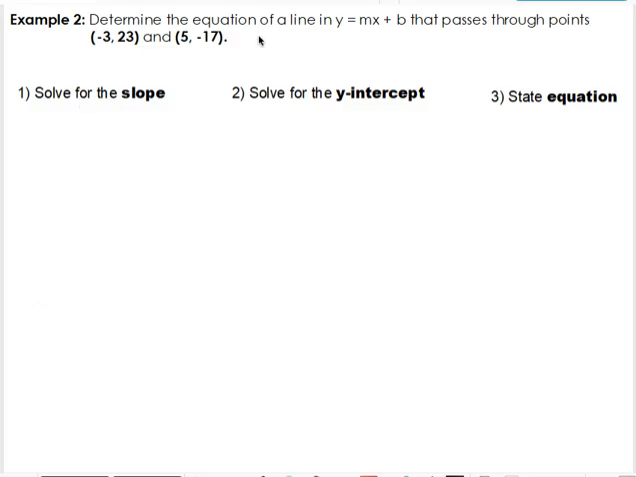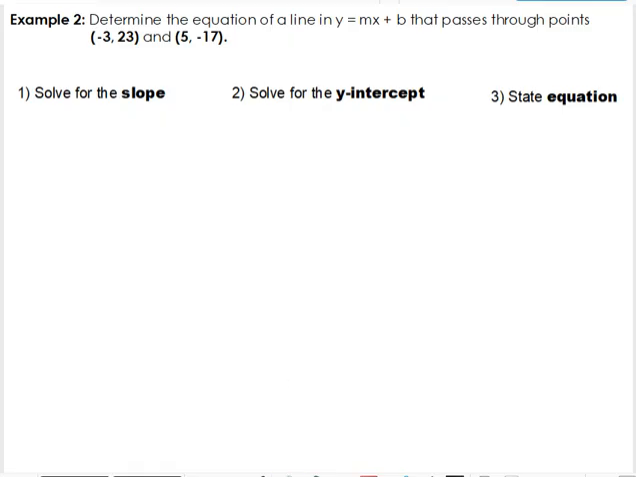Determine the equation of the line in y equals mx plus b that passes through the points (-3, 23) and (5, -17). You'll notice that I've chosen two coordinates that are quite unreasonable to graph here. So could you draw the graph and plot (-3, 23) and (5, -17), draw the line? You totally could. But a more efficient way might just be to use algebra.